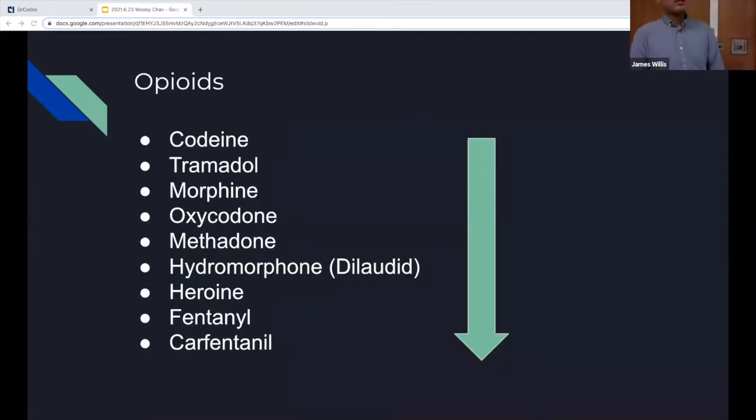These are some of the most common opioids currently on the market, from the weakest to strongest going down. We have codeine, tramadol, morphine, oxycodone, all the way up to fentanyl.